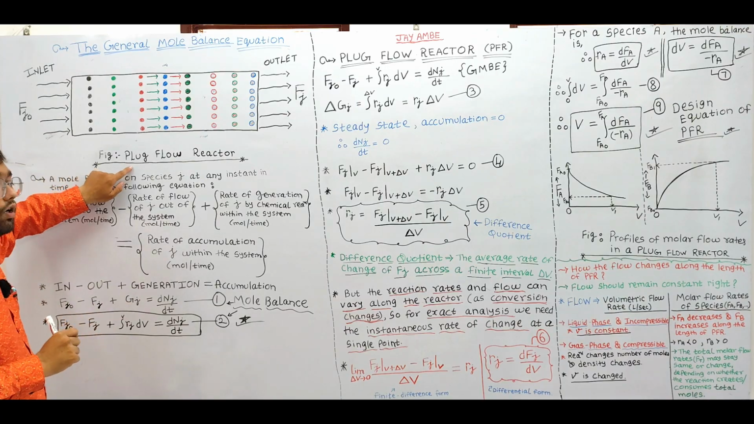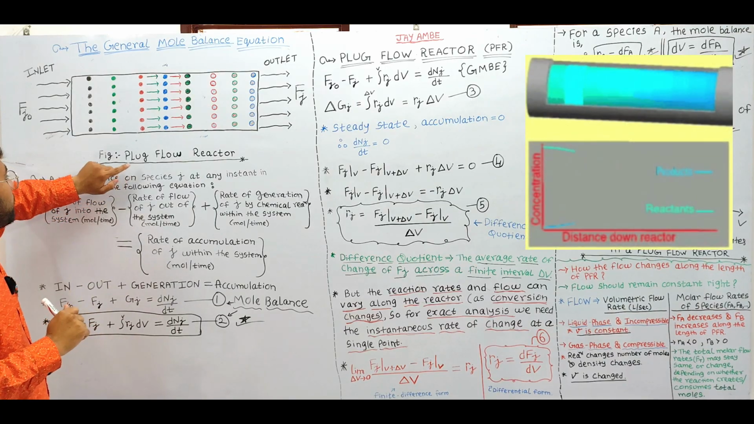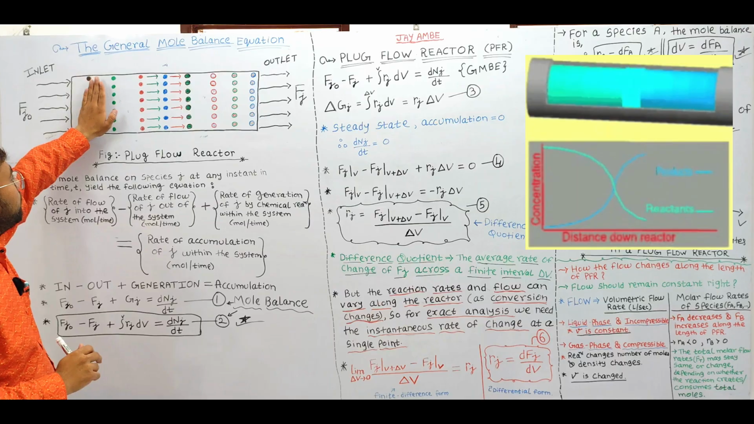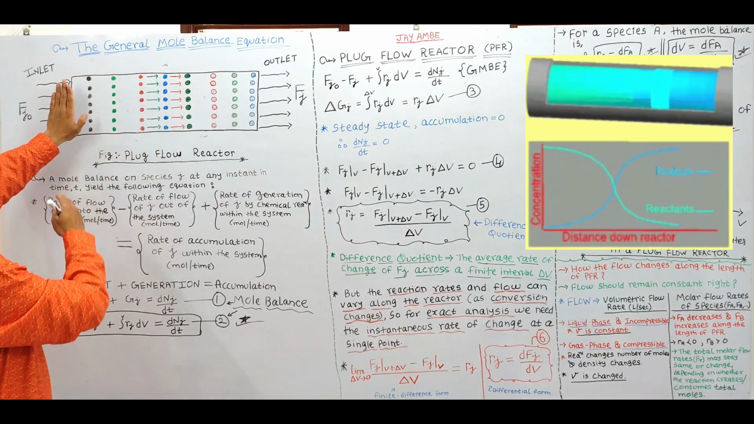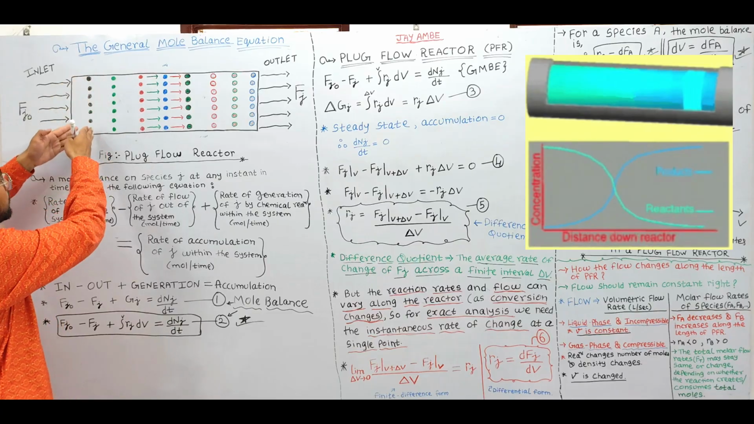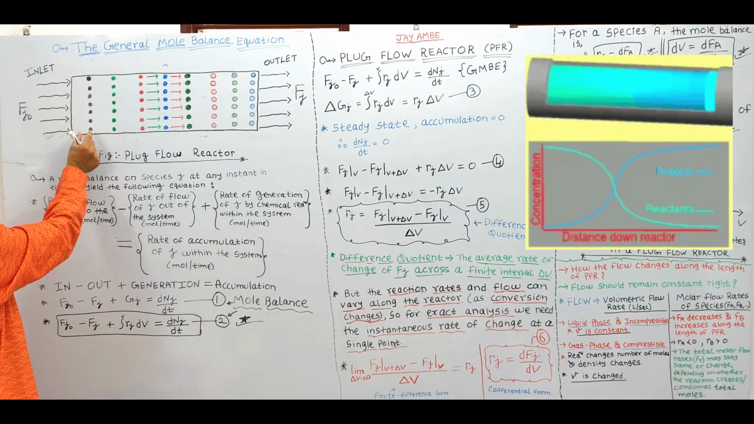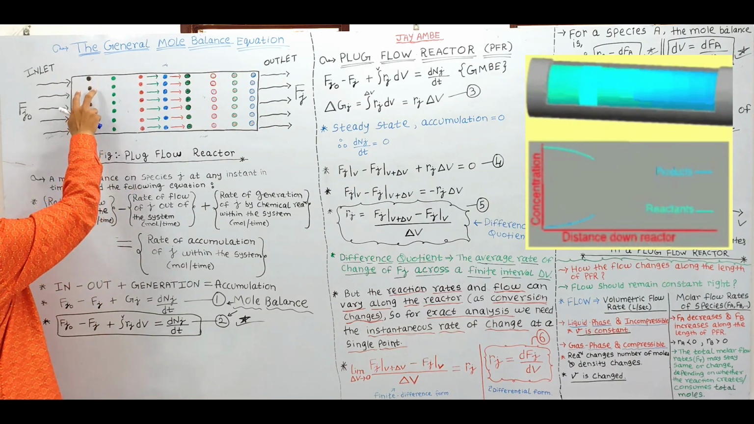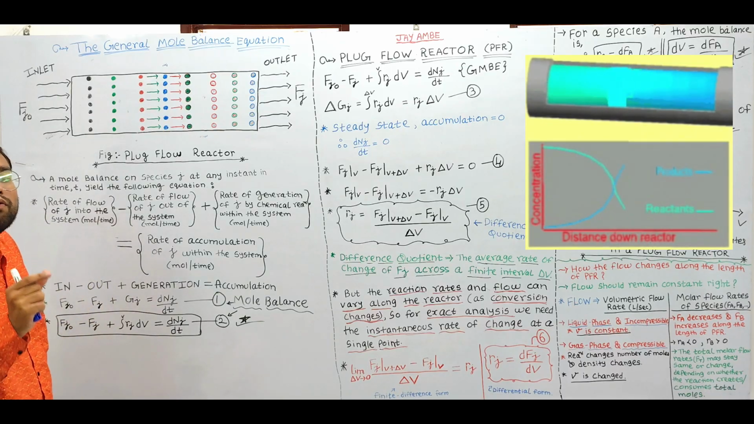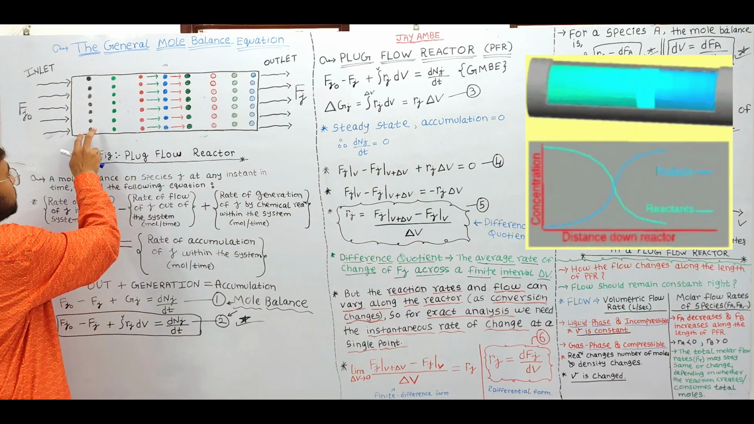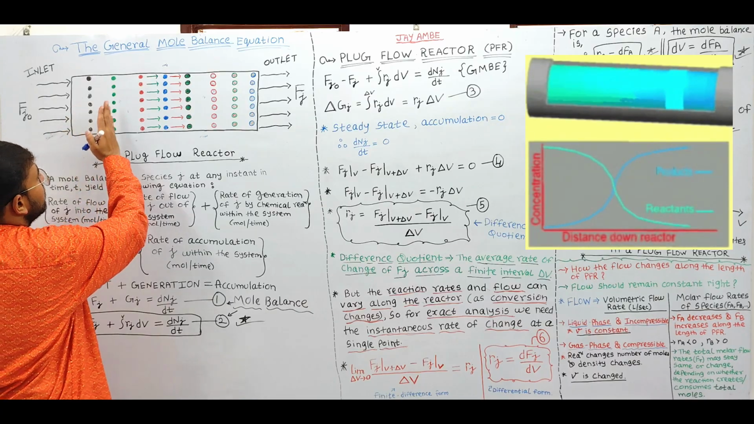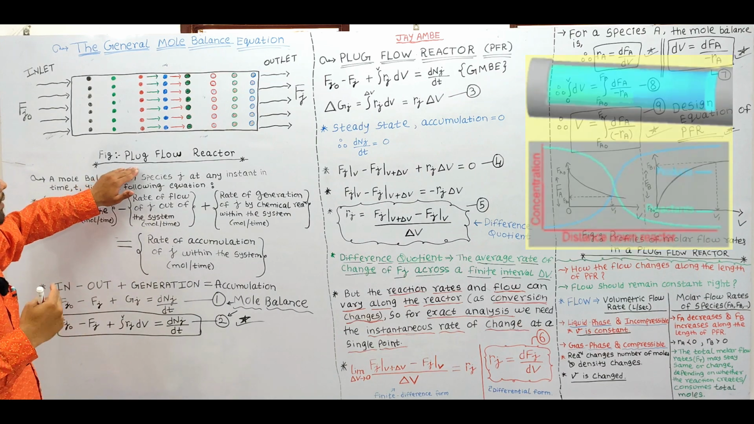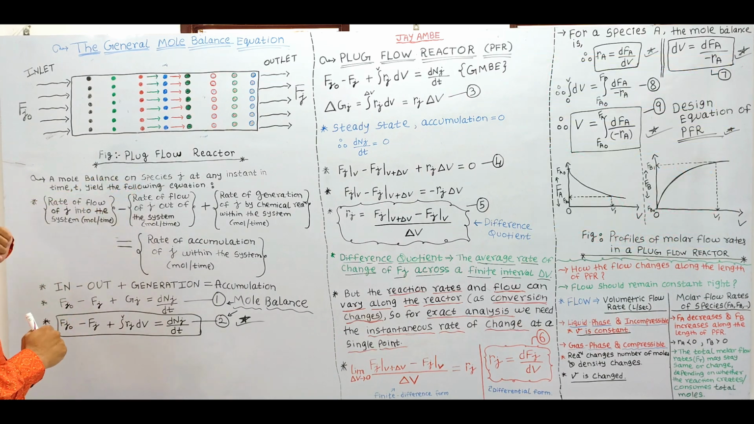So plug means a slice of fluid. Let's say this is the entire fluid which was flowing into the reactor. Now we are dividing that fluid into very small slices. This small slice of fluid is called the plug, a very thin slice of fluid which is flowing through the reactor. I hope you have understood. So another name of the plug flow reactor is the tubular reactor.